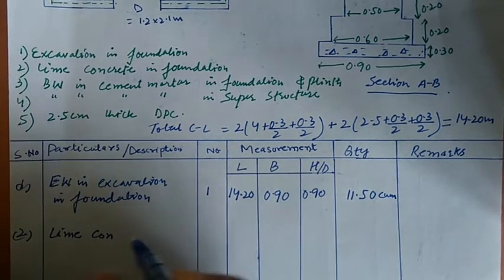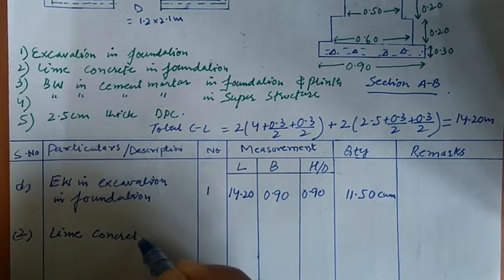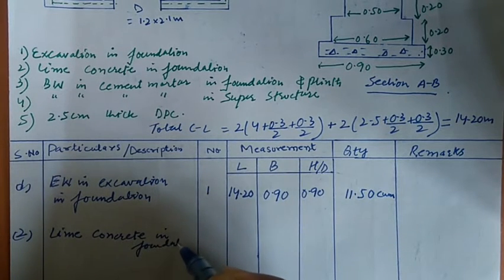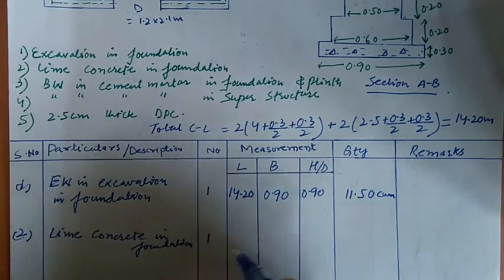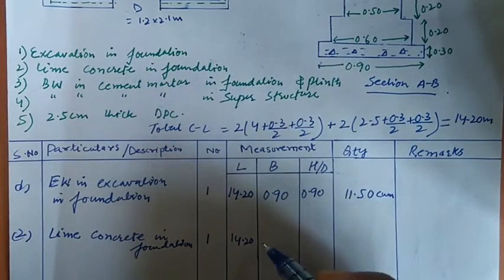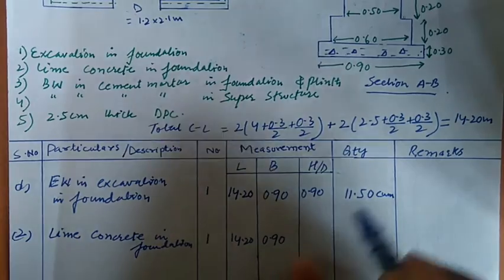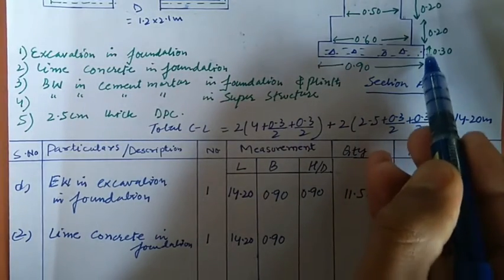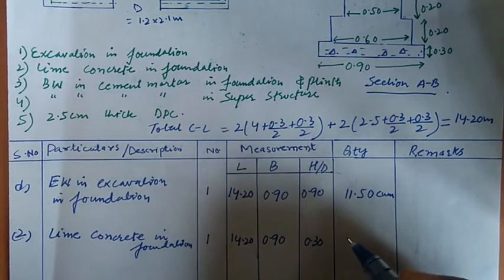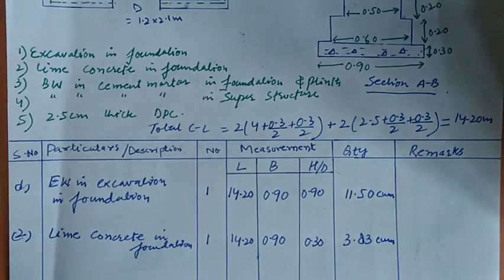Lime concrete in foundation. Again the number will be 1, length will be 14.20, breadth will be 0.90, and the depth for the lime concrete is 0.30. So this will be 3.83 cumes, that is meter cube.